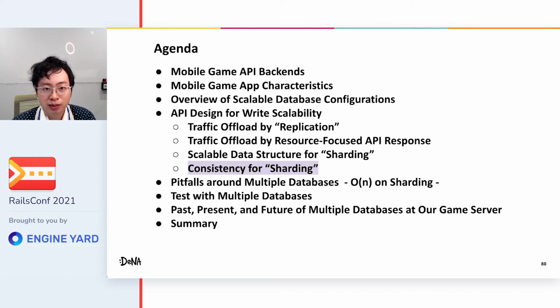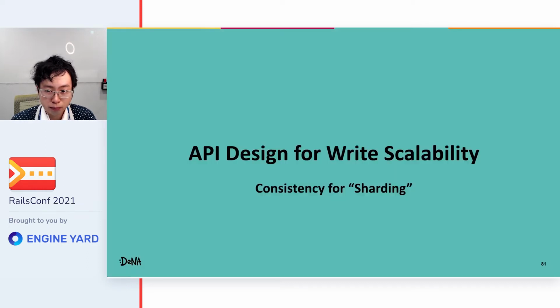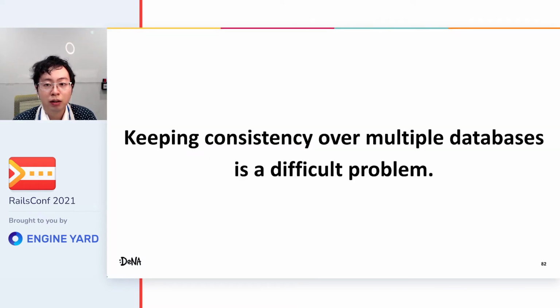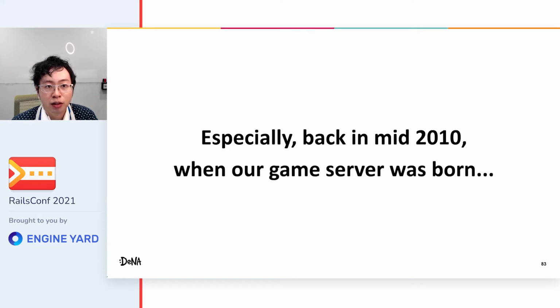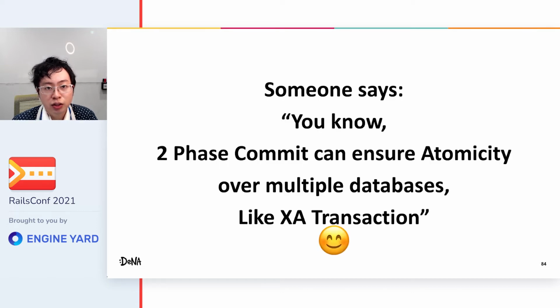Now let's look at consistency for sharding, the last part of API design. Keeping consistency over multiple databases is a difficult problem, especially back in the mid-2010s when our game server was born. Someone says two-phase commit can ensure atomicity over multiple databases, like XA transaction.